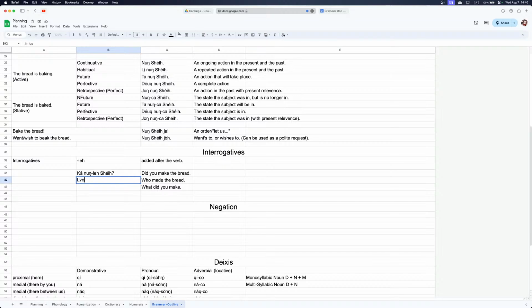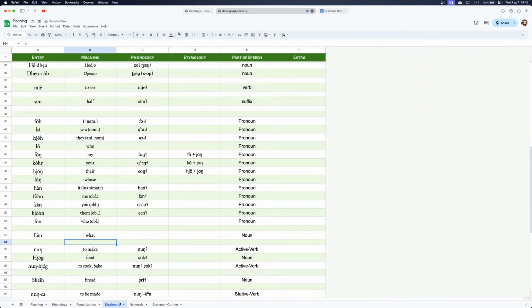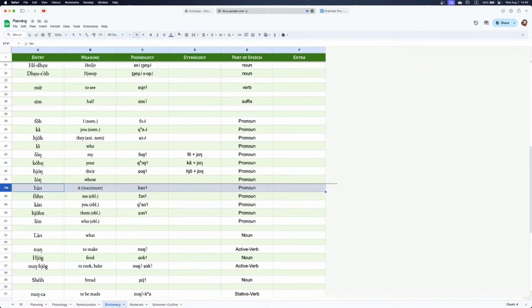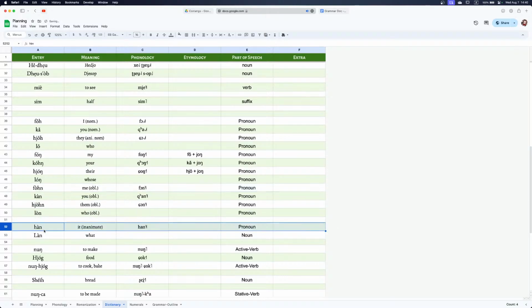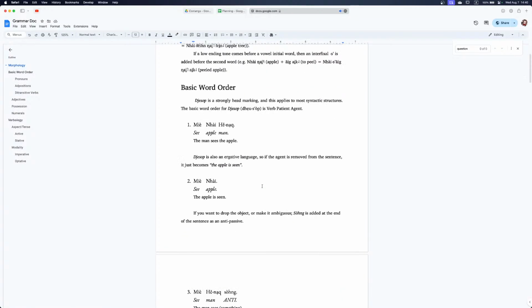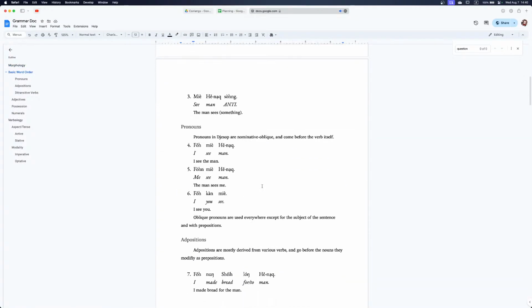So lo nung le she, who made the bread, and nung le lan, what did you make? Actually, we could also treat hun more like a noun as well, which would change some of these example sentences slightly.